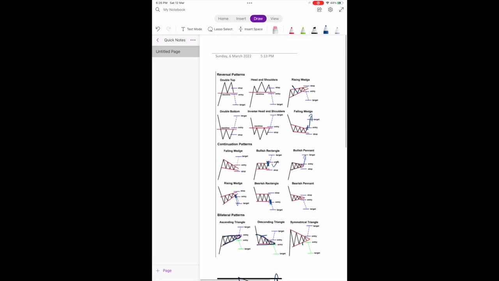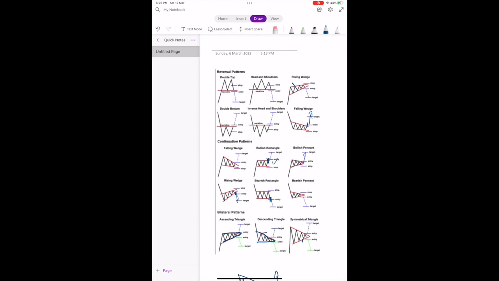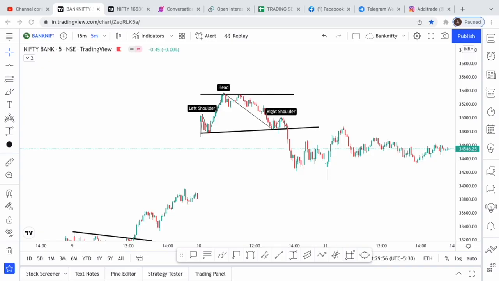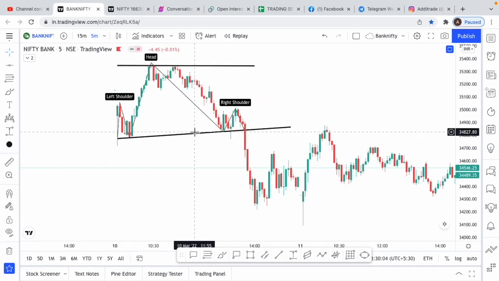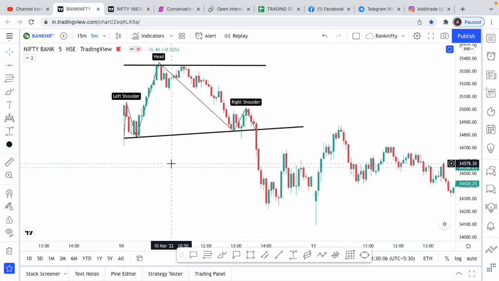So now we'll be seeing some charts. We'll be going to the charts and seeing some examples. So we'll be seeing some examples on the chart. I've opened the Banknifty 5 minutes chart. See, this was the most recent chart pattern that worked on intraday, where we had this head and shoulder.